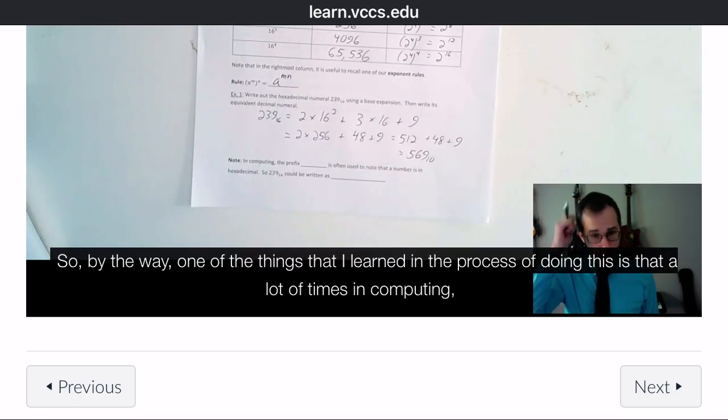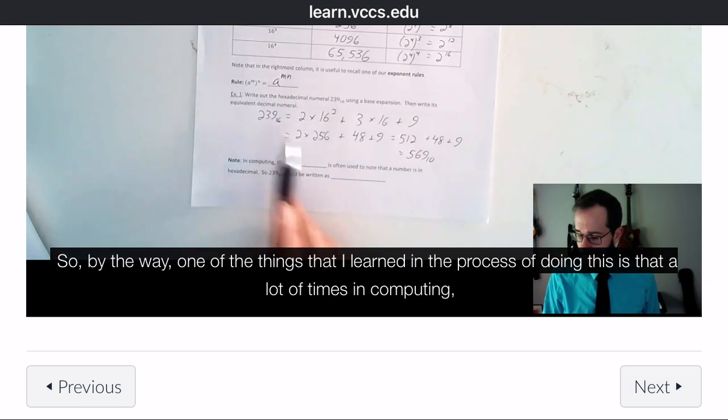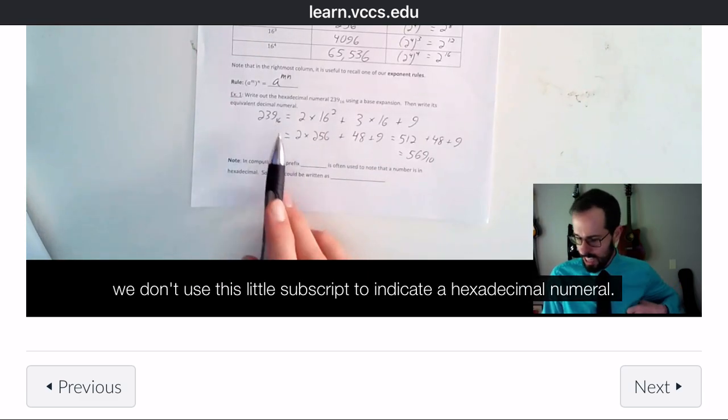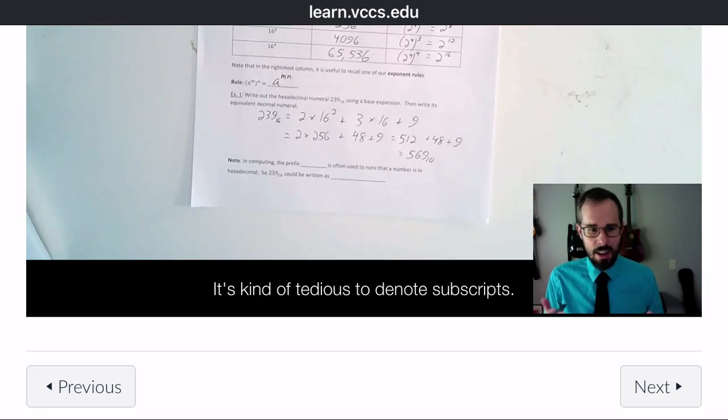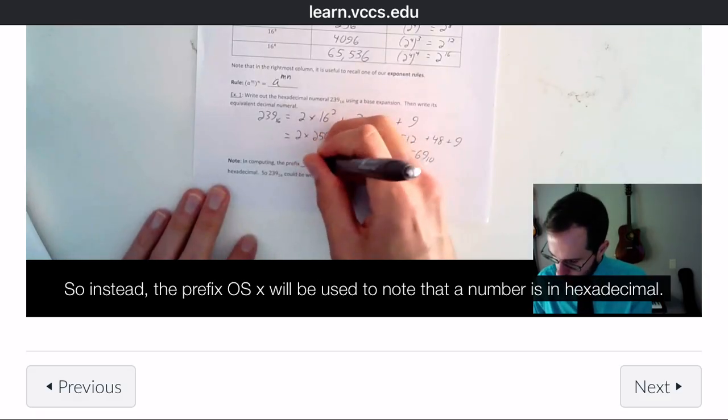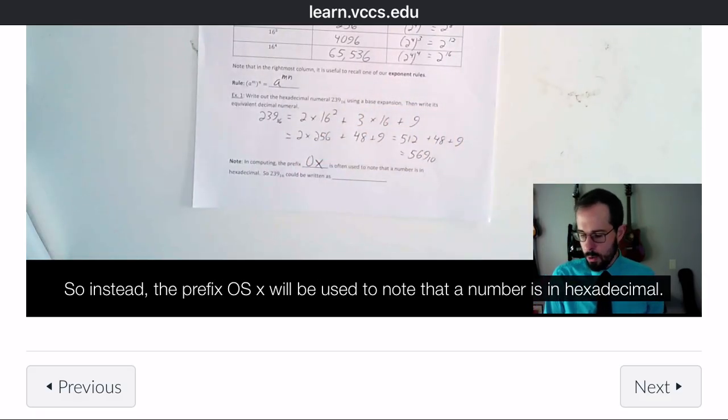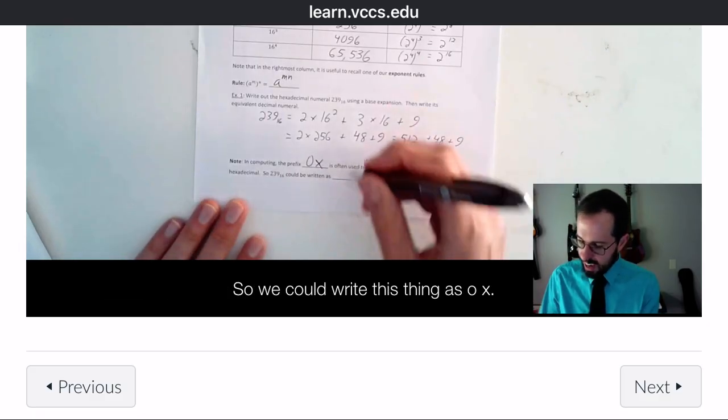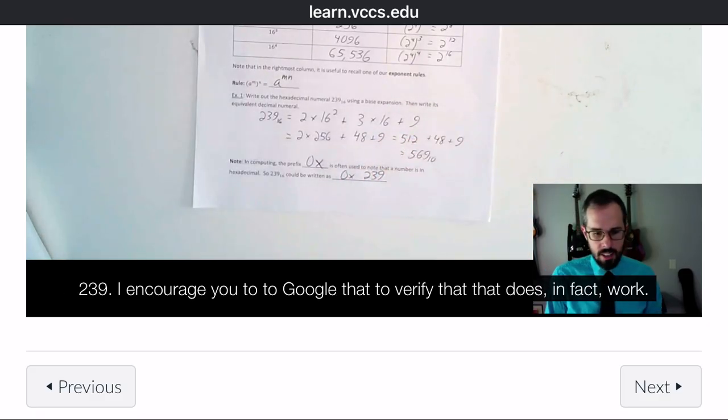So, by the way, one of the things that I learned in the process of doing this is that a lot of times in computing, we don't use this little subscript to indicate a hexadecimal numeral. It's kind of tedious to denote subscripts. So instead, the prefix 0x will be used to note that a number is in hexadecimal. So we could write this thing as 0x239. I encourage you to Google that to verify that that does in fact work.